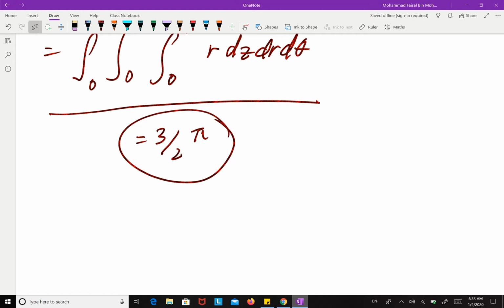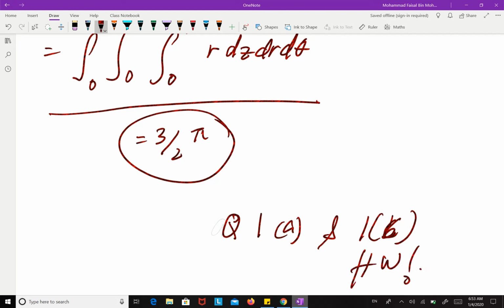We have other examples, A and C. A and C will be your homework. Application, slide 31, Example 1, question 1 will be your homework. Question 1A and 1C; B is already done. Homework. Okay, that's all. Goodbye and see you again.